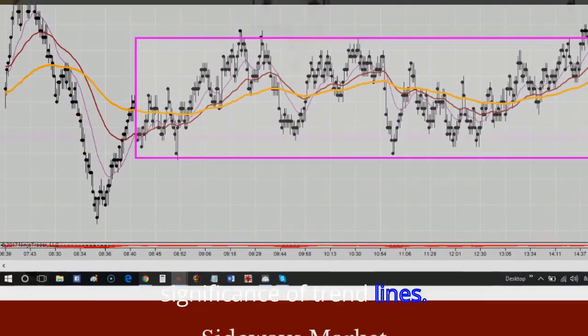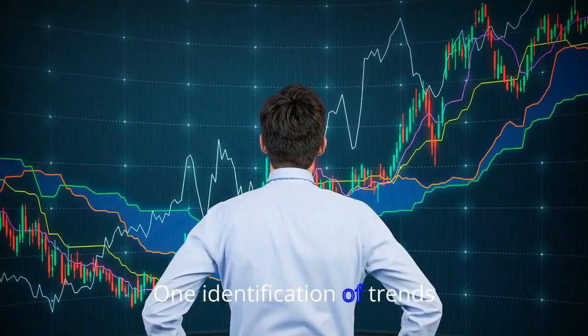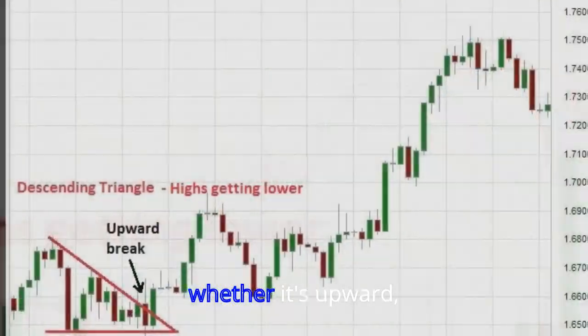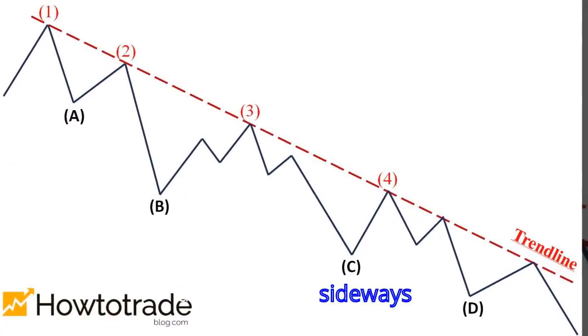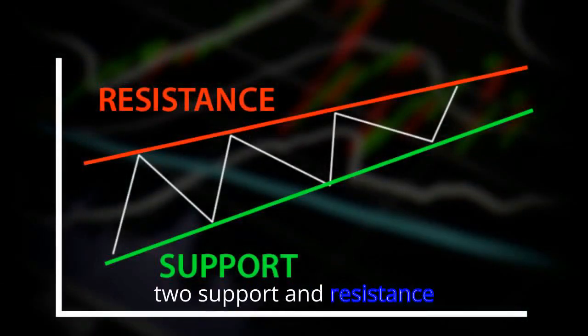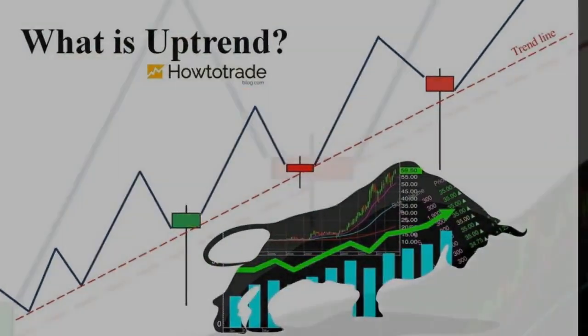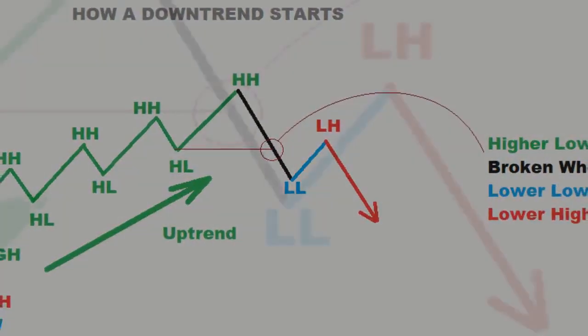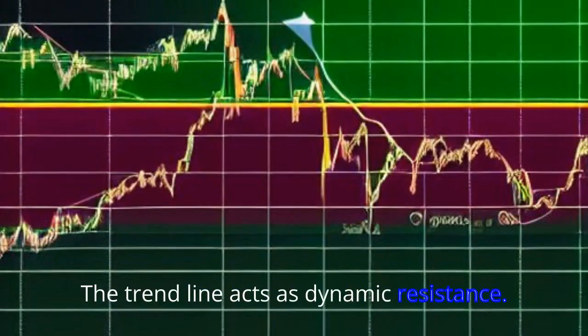Significance of trendlines. 1. Identification of trends. Trendlines help identify the prevailing trend, whether it's upward, downward, or sideways. 2. Support and resistance. In an uptrend, the trend line often acts as dynamic support. In a downtrend, the trend line acts as dynamic resistance.